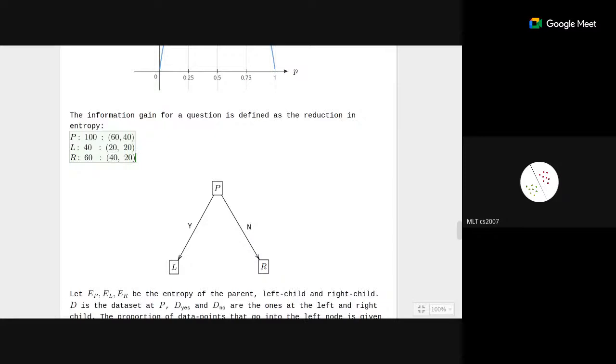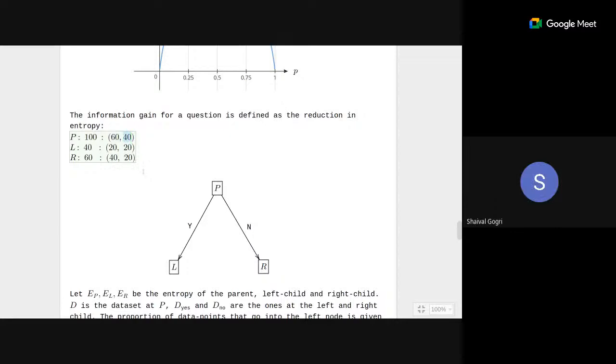So the total number of data points is conserved. So 100 equals 40 plus 60. The total number of positive data points is conserved. So 60 equals 20 plus 40. Likewise, the total number of negative data points will also be conserved.